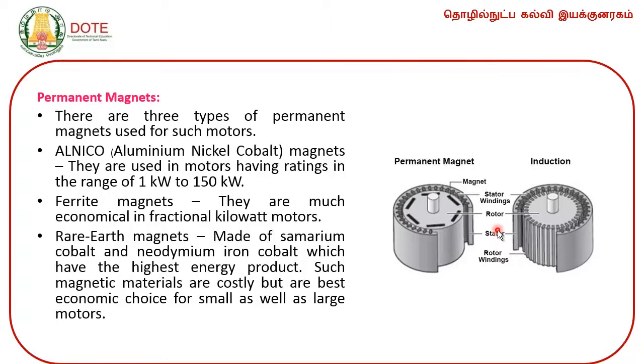Alnico is aluminum nickel cobalt magnets. They are used from 1 kilowatt up to 150 kilowatt. Ferrite magnets are much more economical in fractional kilowatt motors, fractional horsepower motors, say half HP, quarter HP. So, ferrite magnets are used in smaller ones. And rare earth magnets are made up of samarium cobalt and neodymium iron cobalt, which have the highest energy product. Such magnetic materials are costly but are the best economic choice for small as well as large motors.